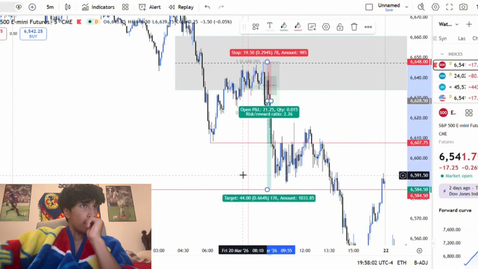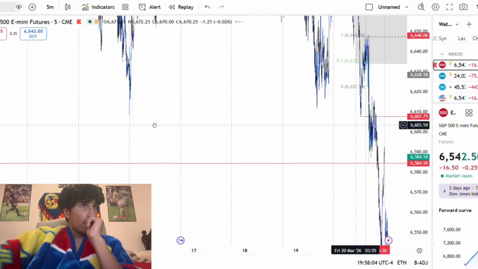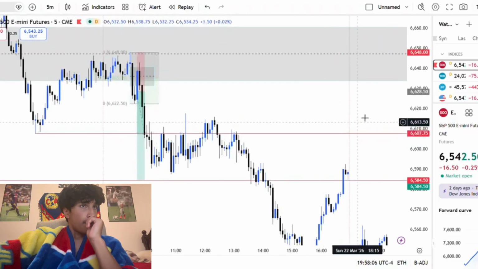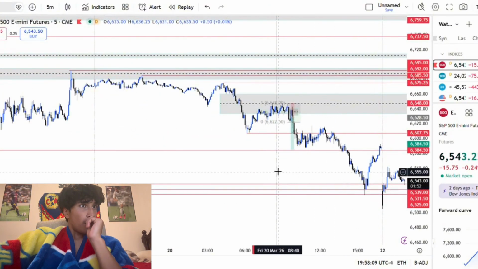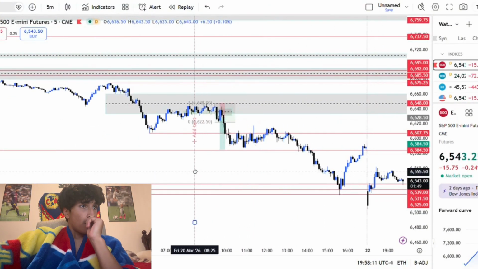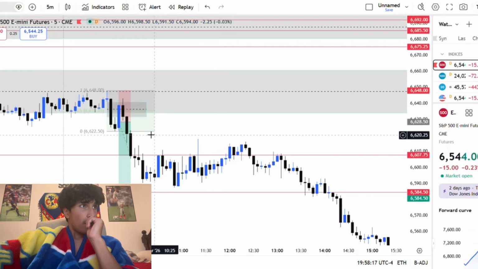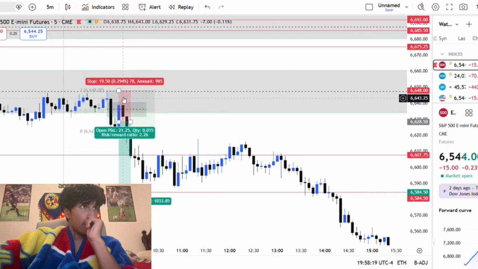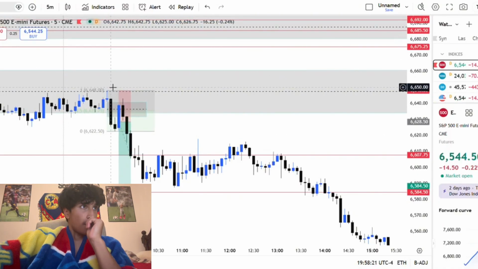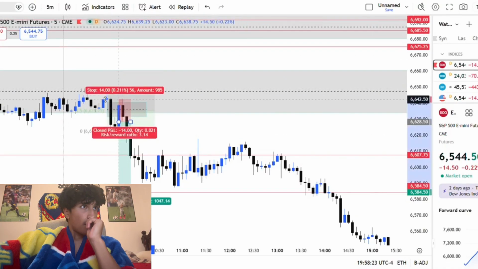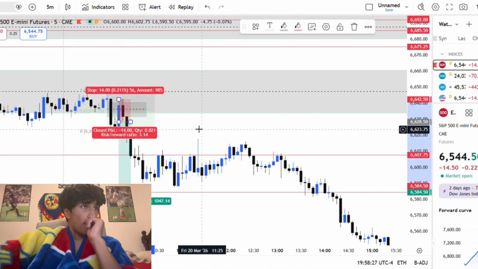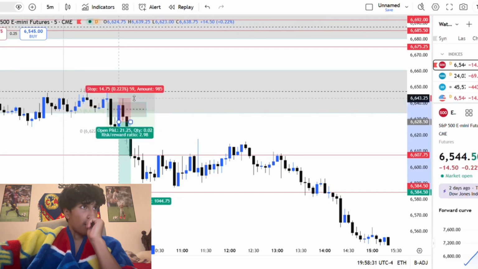So hold up. Realistically, I would have just put my take profit at this low, even though we have draws on liquidity all the way down here. So yeah, realistically, I would have got stopped out, not today, I would have got stopped out on Friday for a 3.14. Yeah, I would have got stopped out.